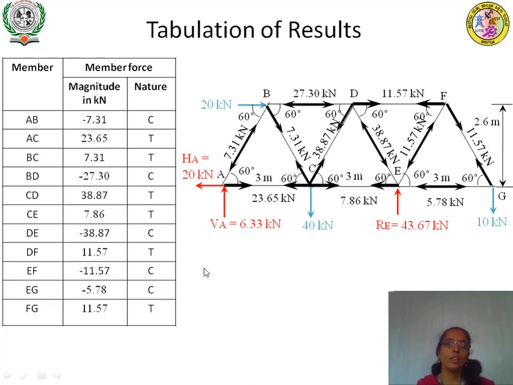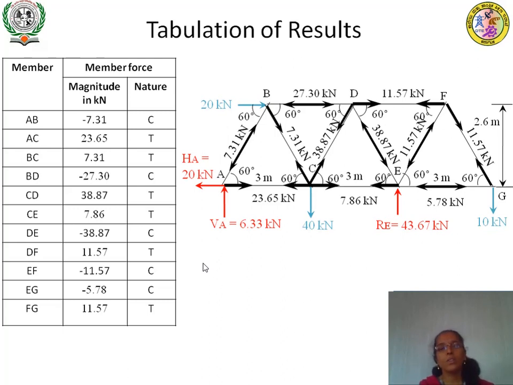So that's it for today's session. In this session we have considered an overhanging truss subjected to different types of loads, and how to apply the method of joints and the method of sections to find member forces in some particular members. Method of joints is preferred when we have to find forces in all the members, and method of sections is preferred when we have to find forces in some particular members.